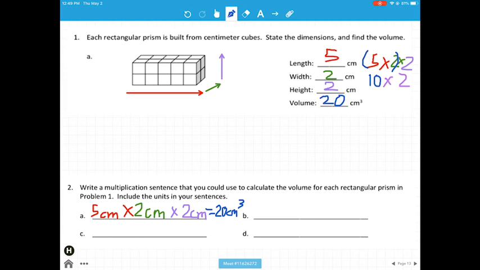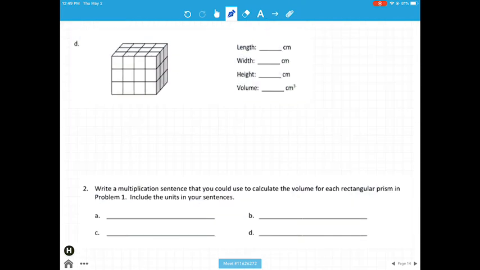Length, width, and height, they're calling it here. Sometimes it's called depth. Don't worry about that. Just know that you need to multiply 3 of the numbers. Let's go on to the next one.